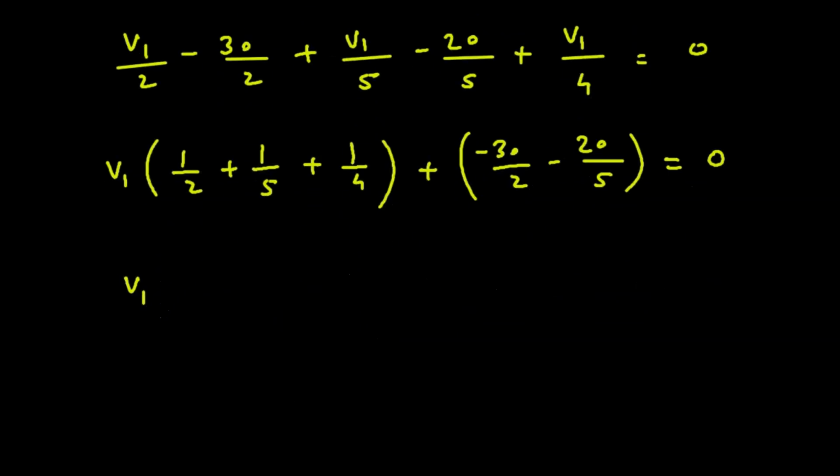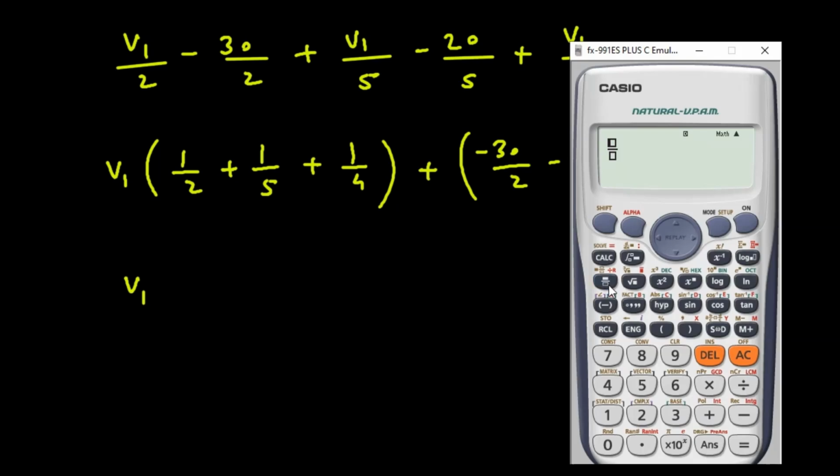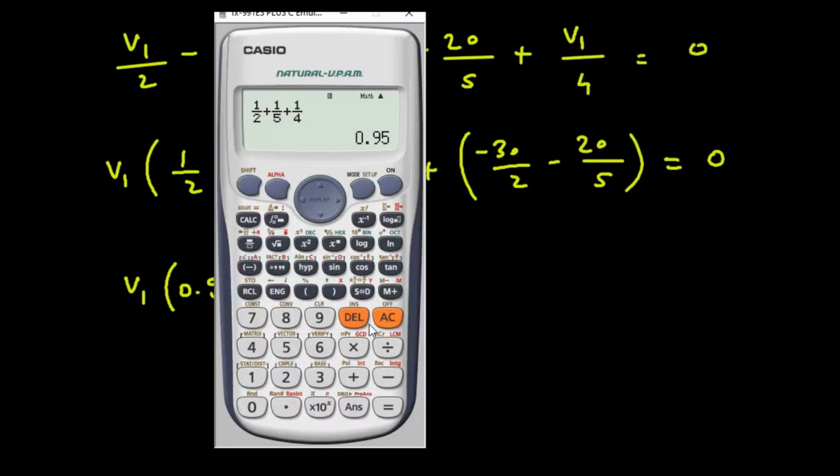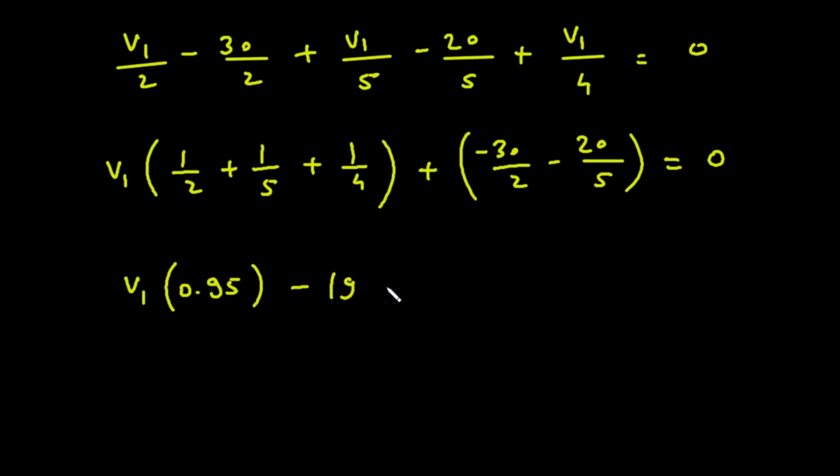So it will be V1 in bracket 1 by 2, then plus 1 by 5, plus 1 by 4. So it is 0.95. Now this term, let's solve this: minus 30 divided by 2, then minus 20 divided by 5. So it is minus 19. So minus 19 is equal to 0.